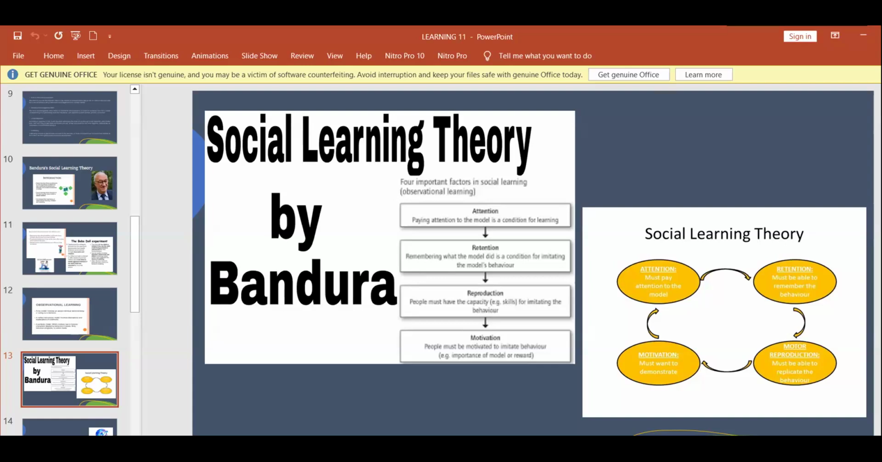And the last is the motivation. People must be motivated to imitate behavior. Okay? Then when all these stages are completed, we actually can learn through observational learning. So the teacher's duty is to get the different types of models available and then get the other students to pay attention, from time to time retain it, and then reproduce that if possible, and be motivated to. Then only social learning would happen.